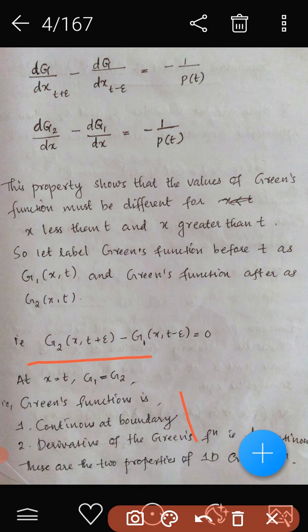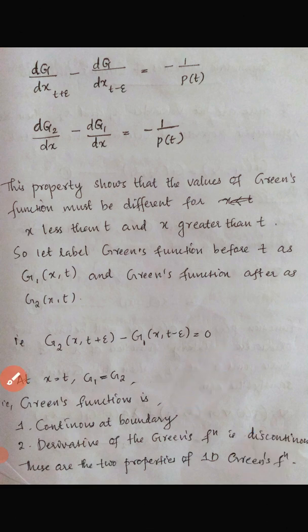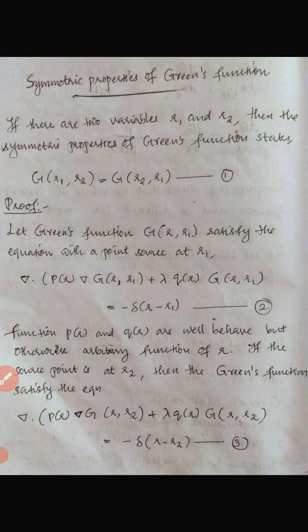The first one is that the Green's function is continuous at x equal to t, that is, g1 is equal to g2, so Green's function is continuous at a boundary. And the derivative of Green's function is discontinuous. These are the two properties of one-dimensional Green's function.